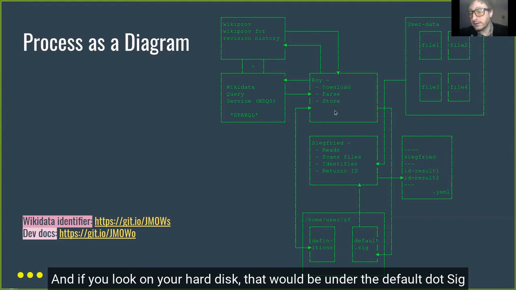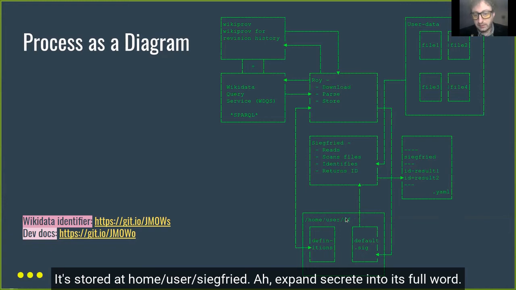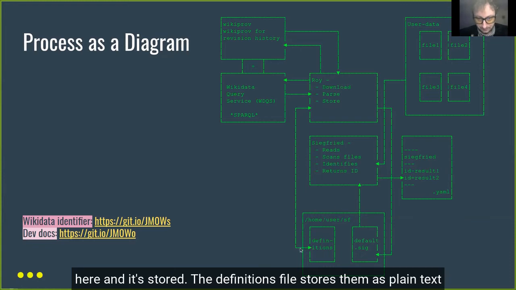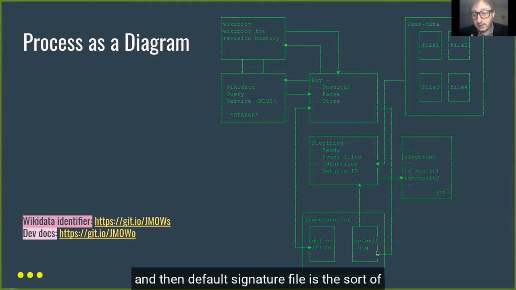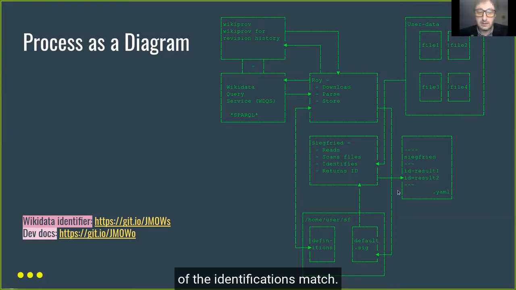And if you look on your hard disk, that would be under default.sig in the Siegfried home directory. You can see here it's stored at home, user, Siegfried. Expand Siegfried into its full word, I just use SF as an abbreviation here. The definitions file stores them as plain text, and then the default.signature file is the binary compiled version that Roy creates. Siegfried then reads that, and when you scan your files on disk, you'll get a report if the identifications match.